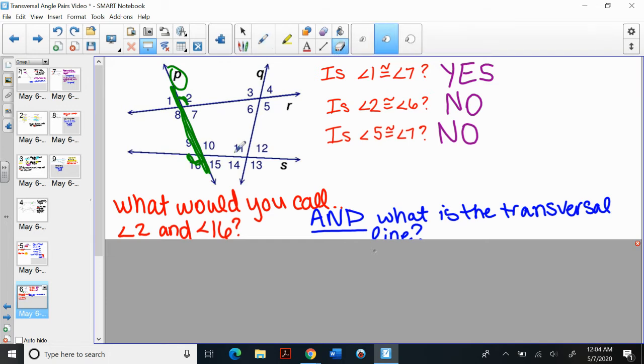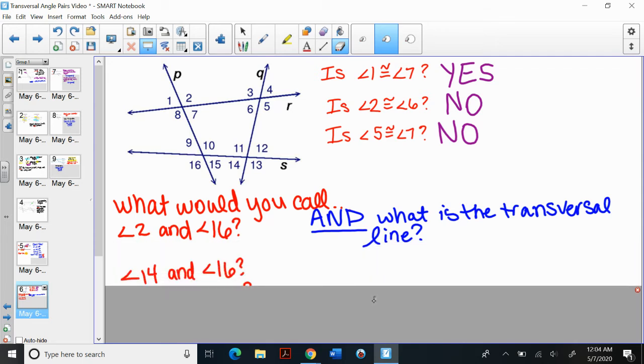All right, let's try that again. And we're still going to name the vocabulary word and what the transversal line is that you're looking at. So with angle 14 and 16, what would you call those, and what is the transversal line? Okay, good. Angle 14 and angle 16 are corresponding angles. They are both in the bottom left corner of the intersection. And when I'm saying intersection, that transversal line is line S.